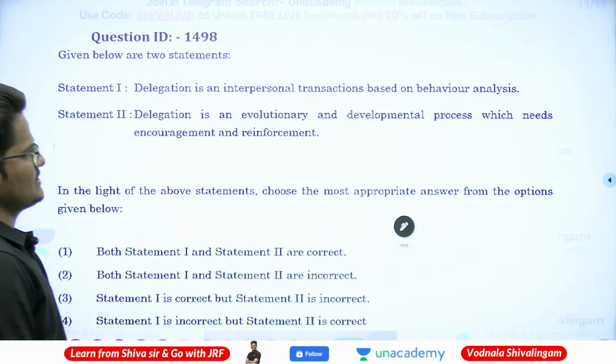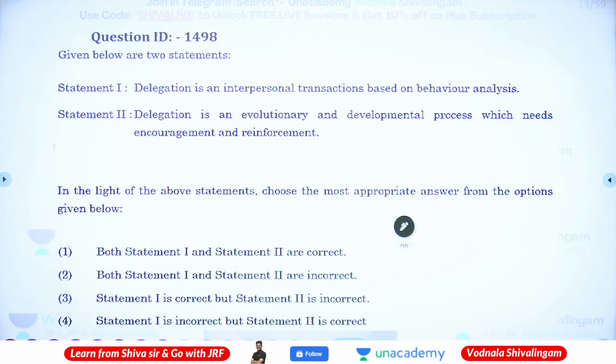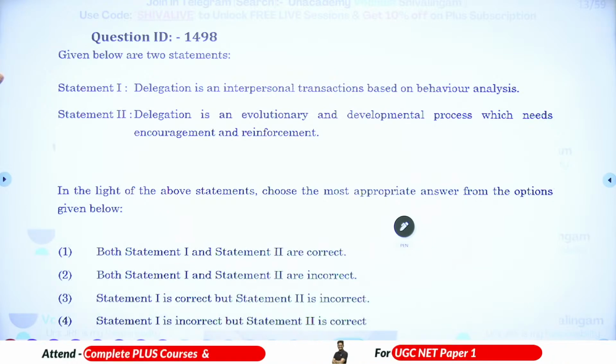Delegation is an interpersonal transaction based on behavior analysis. It's an evolutionary and developmental process which needs encouragement and reinforcement.